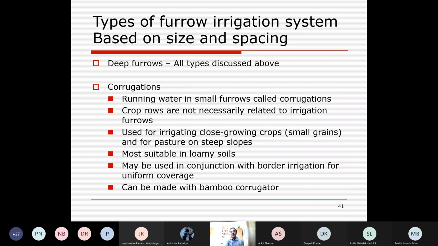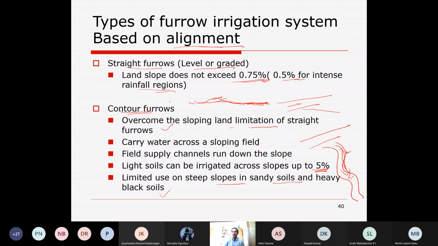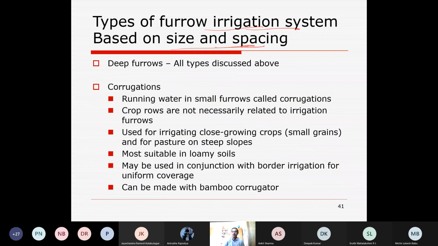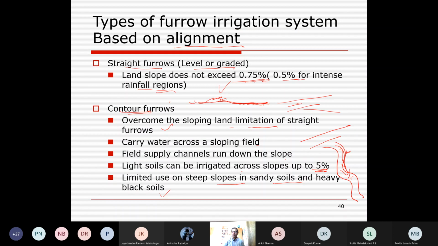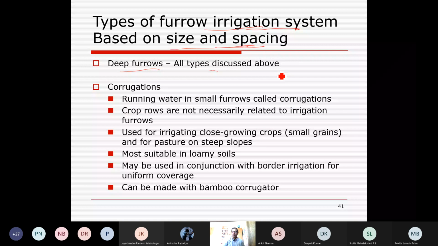Now, furrow irrigation system design based on size and spacing. It was alignment because of slope, and now it is size and spacing. Deep furrows are of the previous type, because of alignment: either a straight furrow or a contoured furrow. Then corrugated. Corrugated means it is reducing in size after some time. So running water in small furrows is called corrugated, meaning it is smaller. We are not taking a long or very long one, but a smaller one.